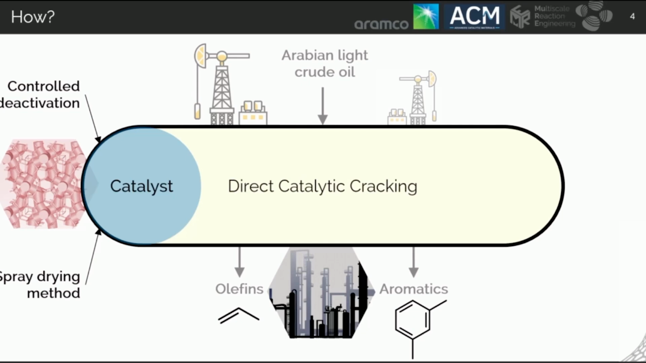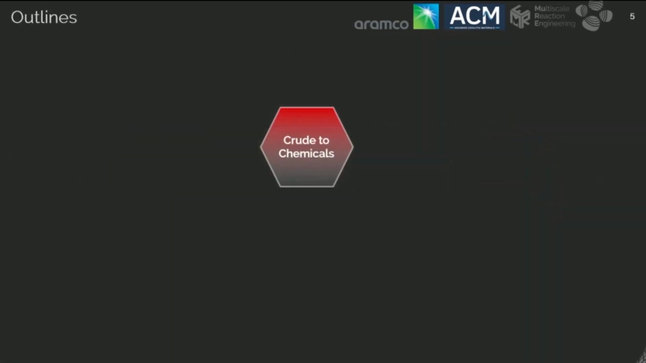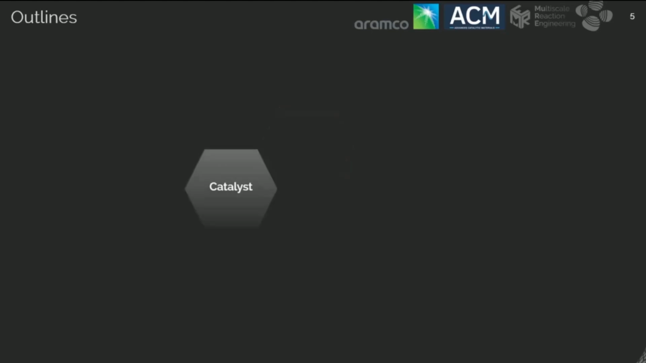And also we would like to work on fluidized bed reactors for the reactor side, due to the fast deactivation of the catalyst in this process. In order to design those fluidized bed reactors, we need high throughput testing in the lab in order to get more data that will be used for the kinetic modeling. So it is not a trivial task. Let us go over the first element, which is the catalyst.